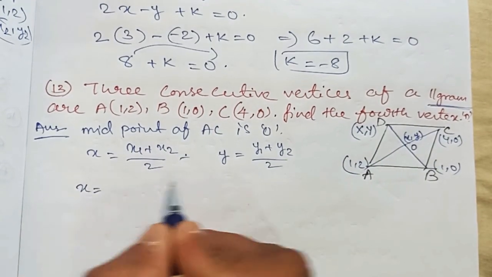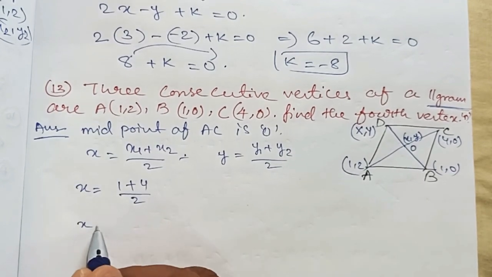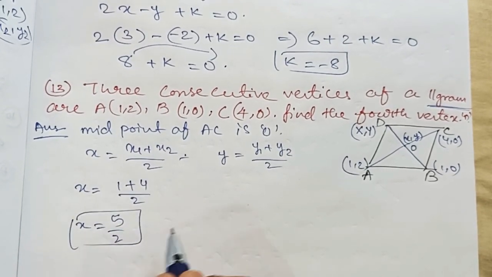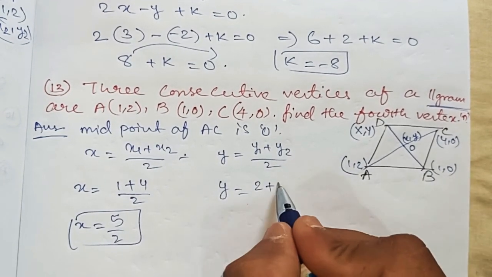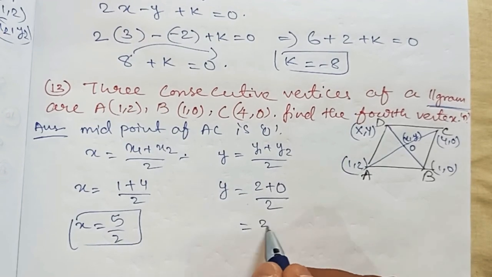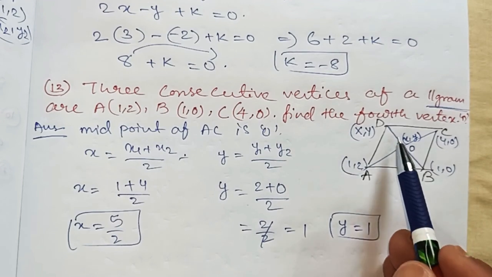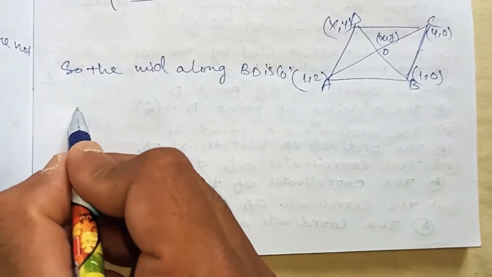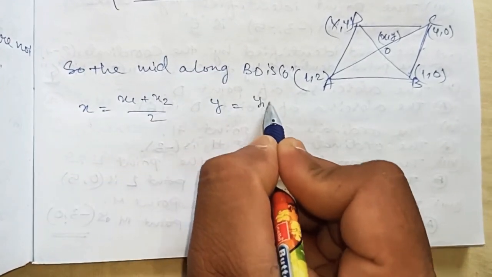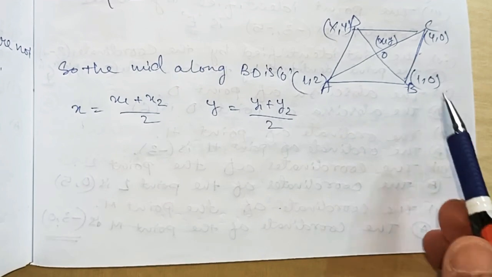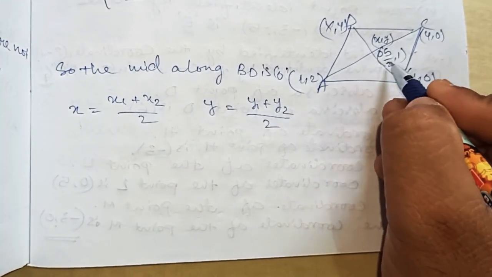X we don't have. X1 is 1 plus x2 is 4, by 2. We will get x equals to 5 by 2. And y equals to y1 is 2, y2 is 0, by 2. 2 plus 0 is 2, by 2, that is 1. So the value of y we got is 1. Now we will find out the midpoint along BD. Use the midpoint formula. X equals to x1 plus x2 by 2 and y equals to y1 plus y2 by 2. And x and y just now we got 5 by 2 and 1.